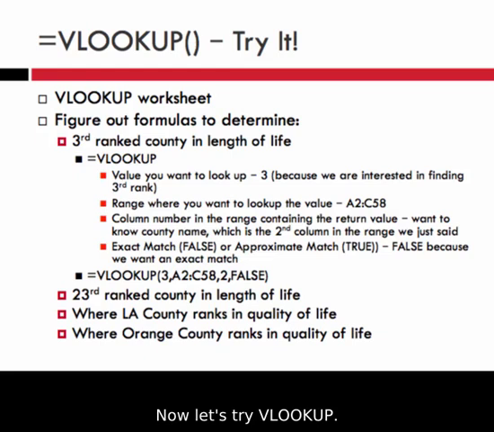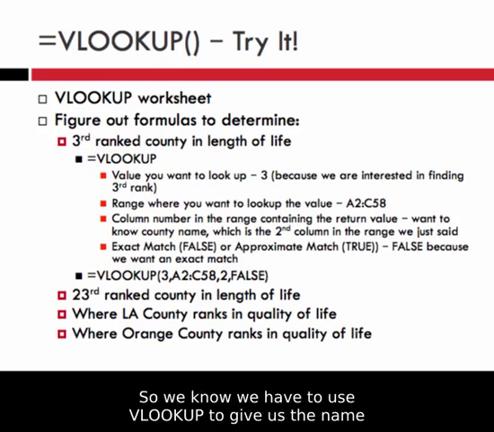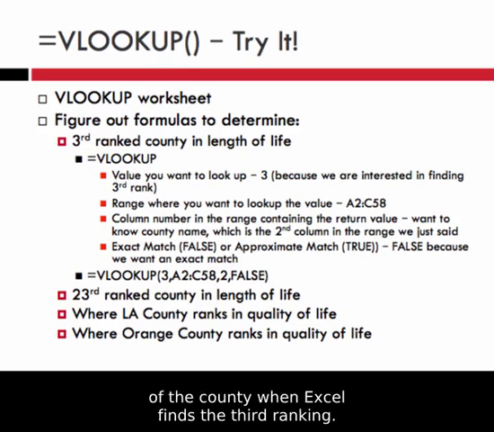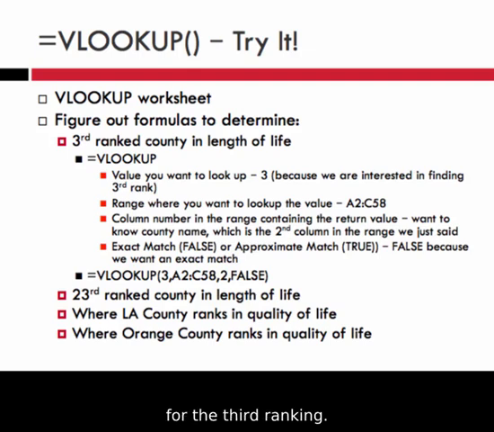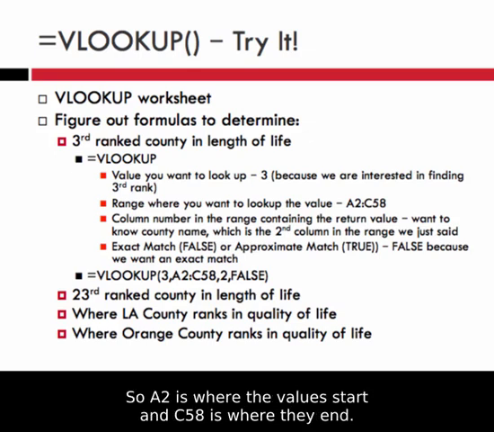Now let's try VLOOKUP. Open the VLOOKUP worksheet and let's figure out the formula that we need. I'll work through the first one with you. The first formula we need is to find the 3rd ranked county in length of life. So we know we have to use VLOOKUP to give us the name of the county when Excel finds the 3rd ranking. So the value we want Excel to look for is 3 for the 3rd ranking. The range is going to be where we want to look for the values. So A2 is where the values start, and C58 is where they end.